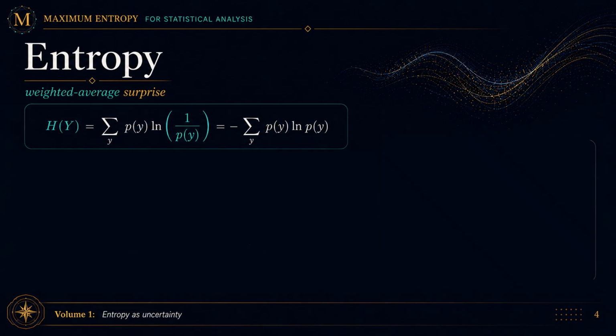It's usually denoted with a capital H of the random variable, here y, the outcome variable y. And for a discrete random variable, it is a summation of, well, you can see what it is, the probability of y times the natural log of 1 over p of y. And of course, for continuous distributions, we would just integrate. And if you know your properties of logarithms, you know that that middle expression is the same as the right-hand expression where we take the negative sum of probability of y times the log of probability of y.